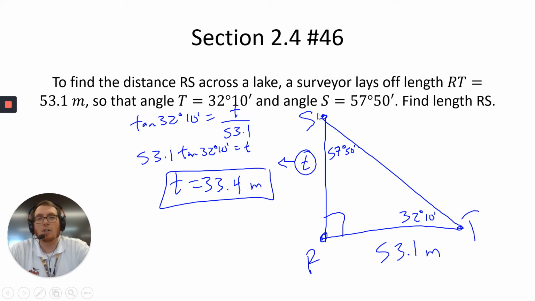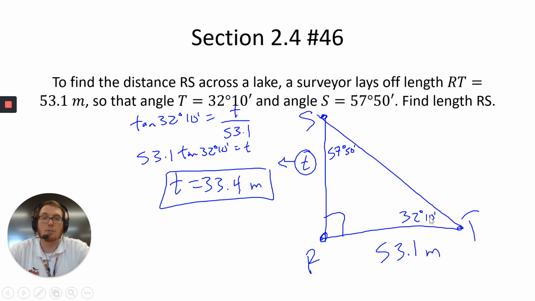And so to find the distance RS across the lake, okay, the idea is you can't really measure across the lake. Obviously now with satellite imaging, that stuff has become a lot easier. But the idea of surveying and looking at land and those type of things is still used today for certain aspects. It says that the surveyor goes from the one side of the lake and goes straight out, okay, 53.1 meters, and the angle that's created for this triangle is 32 degrees 10 minutes, and they tell you angle S is 57.50, and you're trying to find the length of RS, which I'm denoting the letter T because it's opposite of angle T.